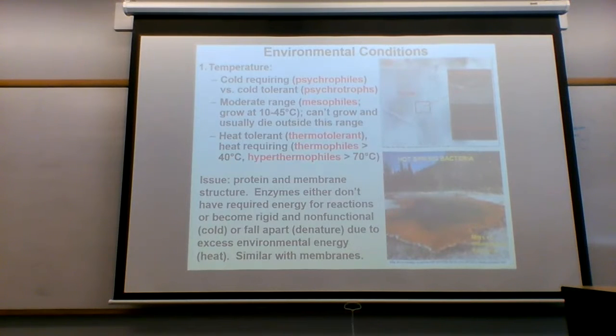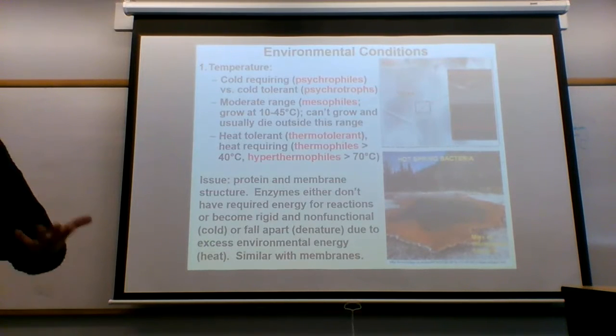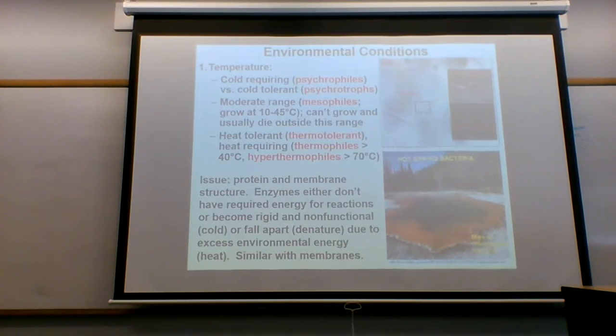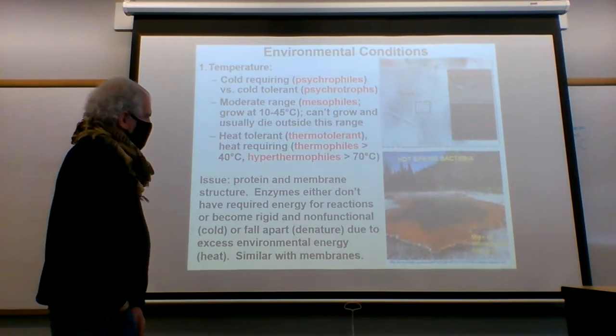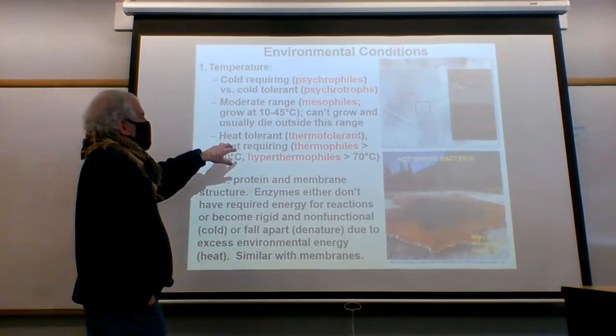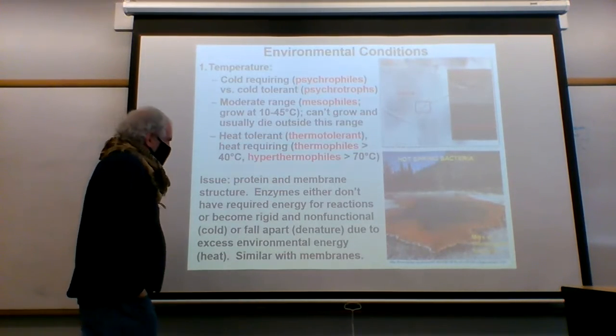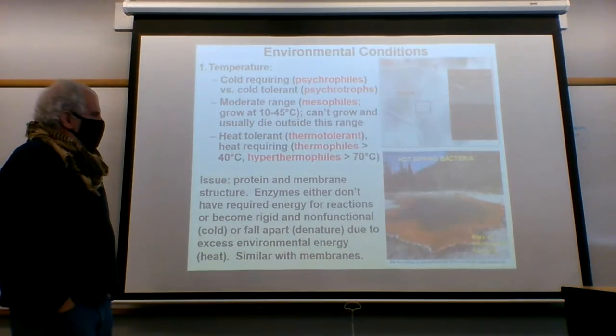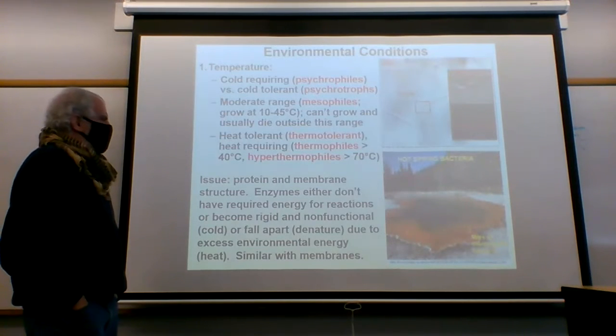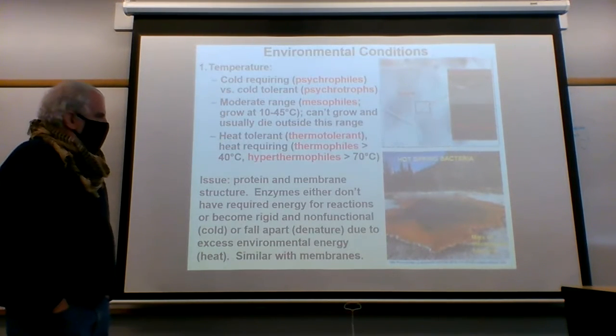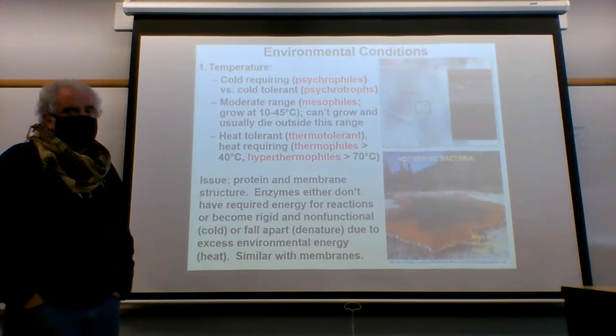So mesophiles typically are the kinds of pathogenic bacteria, and they do have a fairly narrow range. Unfortunately, our cells have a fairly narrow range as well. So then we have heat-tolerant bacteria, thermotolerant, versus heat-requiring thermophiles. These are the terms we use for organisms that can grow at temperatures greater than 40 degrees centigrade.